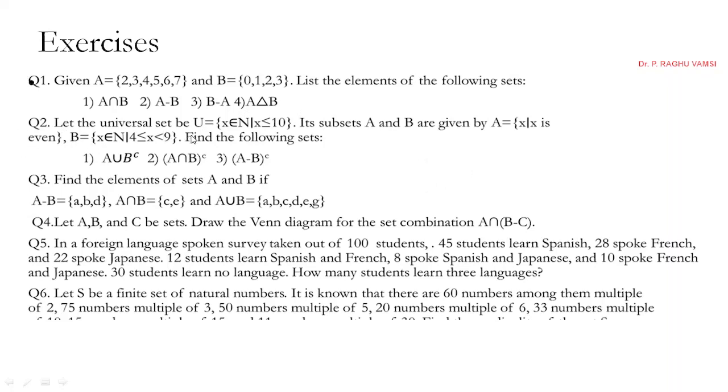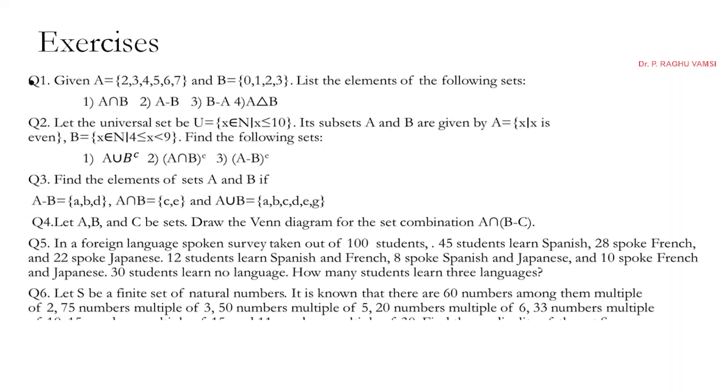Let the universal set U be x belongs to N, that is natural numbers, with x less than or equal to 10. Its subsets A and B are given by A is equal to x such that x is even, and B is x belongs to N with 4 less than or equal to x less than 9. Find the following sets: complement of A union B, complement of A intersection B, and complement of A minus B. So you need to expand the values which are available there, then perform the operations. Like that, find the elements of the sets.